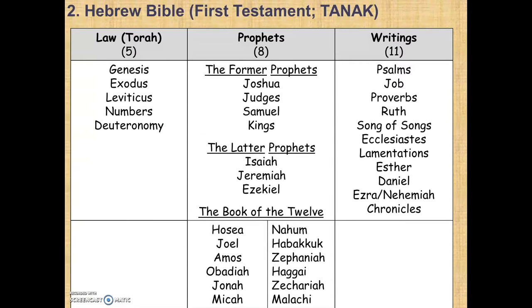Later, when Jerome, the church father, came along, he produced the Latin Vulgate, and he followed the order of books that is found in the Septuagint. If you look at the next chart here, the Hebrew Bible has books in a different order and a smaller number of books, and that's because several of the books are combined together.